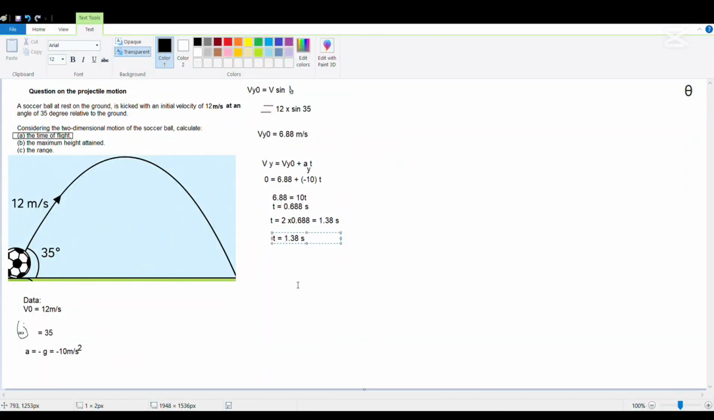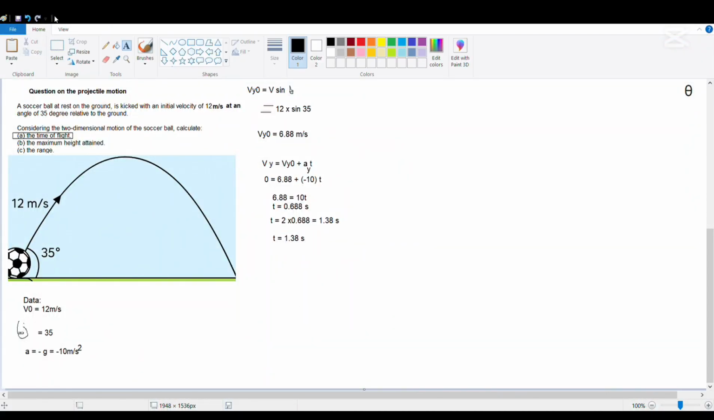Now that's the first thing we have done. Now if we go for the second part, which is the maximum height attained, I will just highlight this one here. We are doing the second part here, so it is easy to understand what we are doing. So, second part, we are doing maximum height attained.